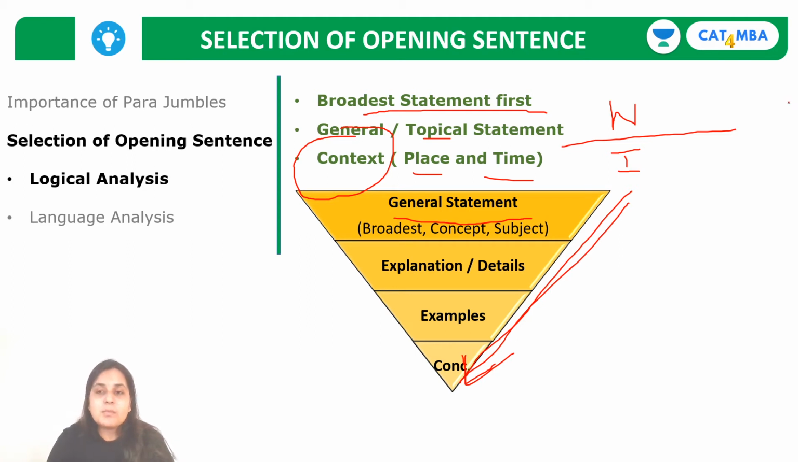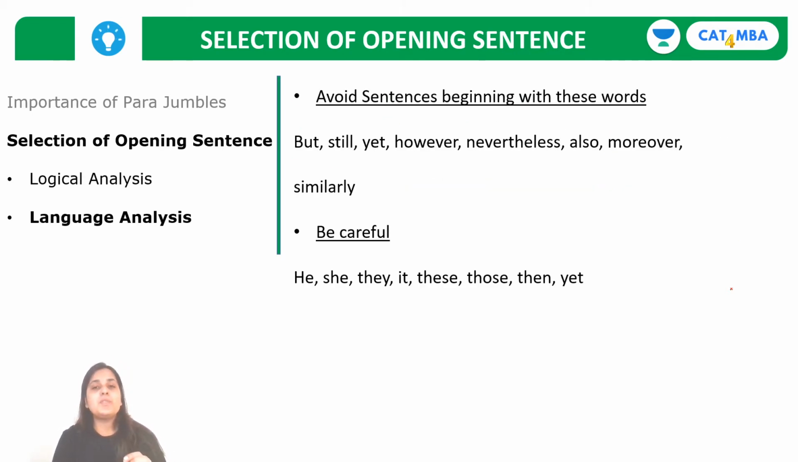Correct. One statement is talking about a century, the last 100 years. Another statement is talking about what is happening in the last 10 years, which is narrower. Century is broader than decade. So put the century first and then put the decade. So you start with the most broadest or the most topical statement. Okay, and then we will narrow it down.